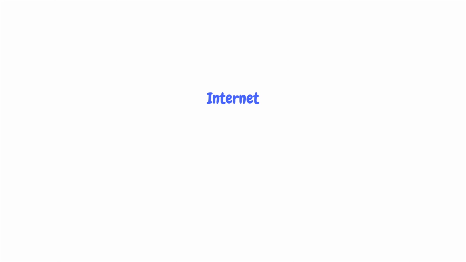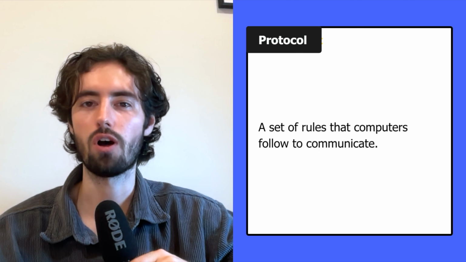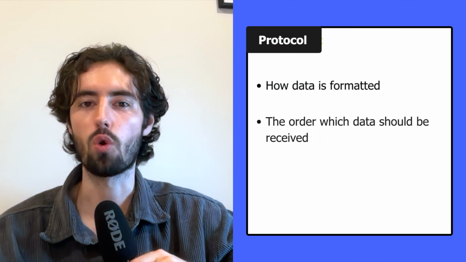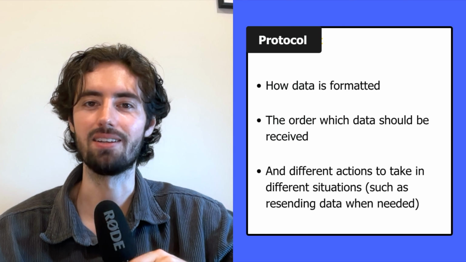So now let's dive into the breakdown to better understand the cloud, as there are a few prerequisites you need to know to really make this information stick. These prerequisites help explain how we get to this concept known as the cloud. First, we have the internet, which is the physical collection of networks from different entities like internet service providers, governments, universities, and individuals connected together and using shared communication rules known as protocols like TCP over IP and UDP over IP. A protocol is a set of rules that computers follow to communicate, how data is formatted, the order which data should be received, and different actions to take in different situations, such as resending data when needed.